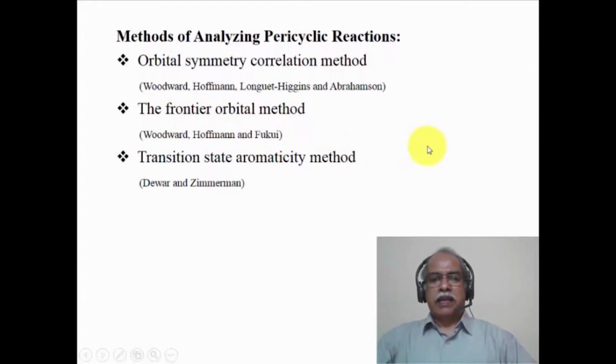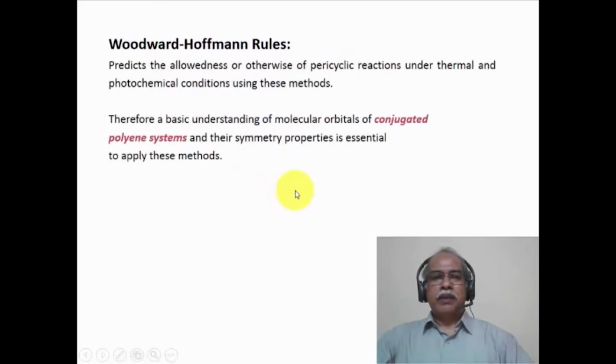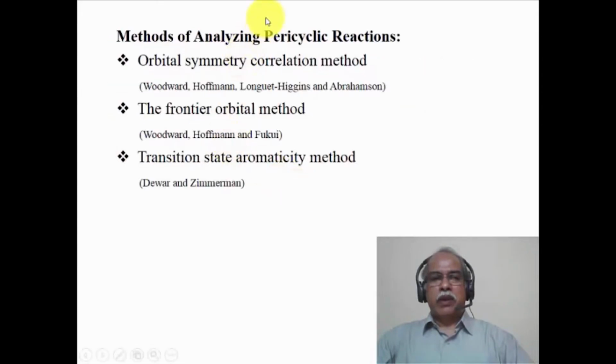Then comes the transition state aromaticity method. Because all pericyclic reactions go through a cyclic transition state, depending upon how many electrons are involved and how the electrons are overlapping with respect to each other, one can define the transition state as an aromatic transition state or an anti-aromatic transition state. Based on this transition state aromaticity, one can predict or propose a mechanism for the pericyclic reaction. This is largely developed by M.J.S. Dewar and Zimmermann.